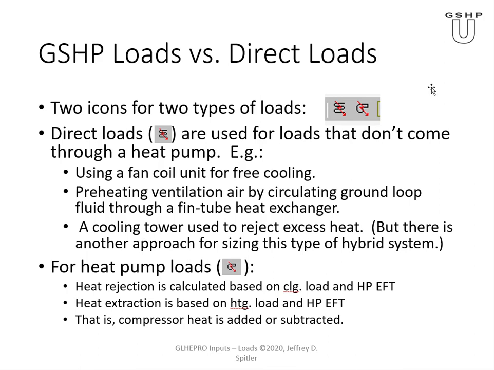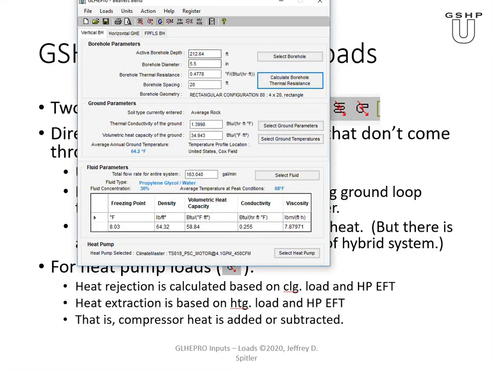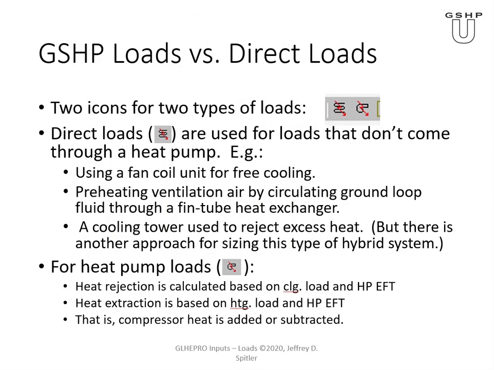Okay, GLHEPRO has a feature where it will take two types of loads. There's two icons on the main screen of GLHEPRO, and I could even show you. Here's GLHEPRO. Here's the two icons here and here. So we have GLHE loads, or direct loads on the ground loop heat exchanger, or heat pump loads. All right, and the direct loads are used for loads that don't come through a heat pump.